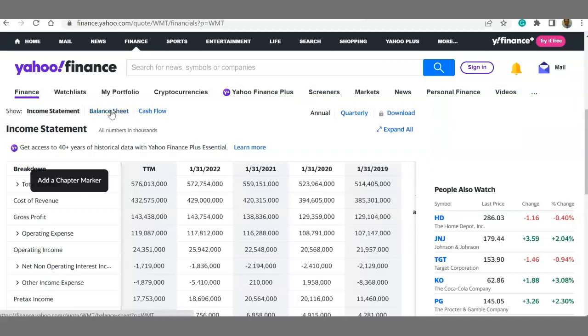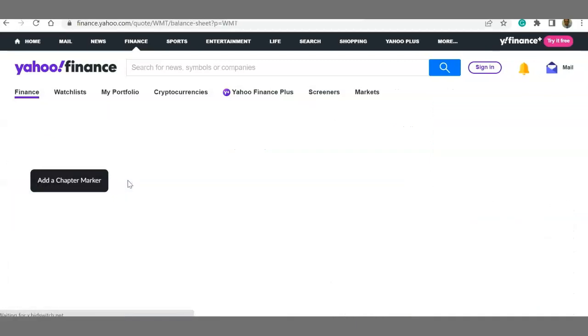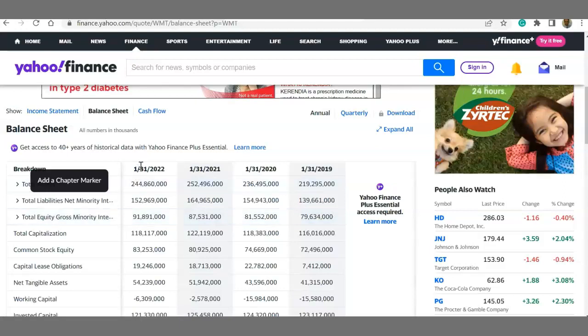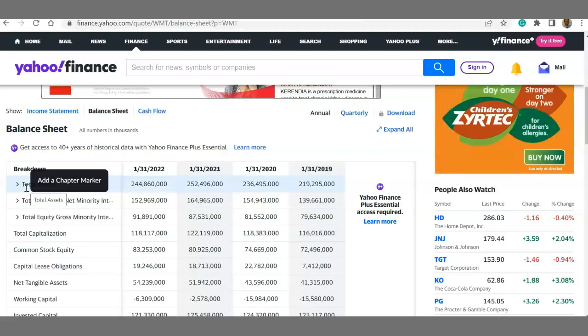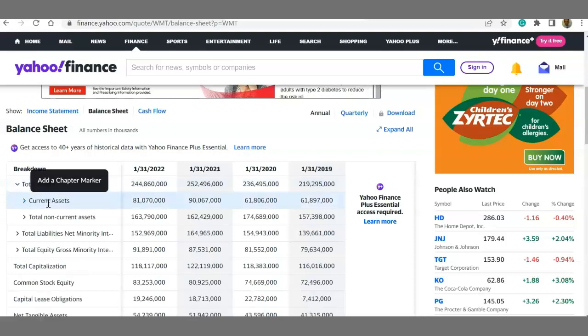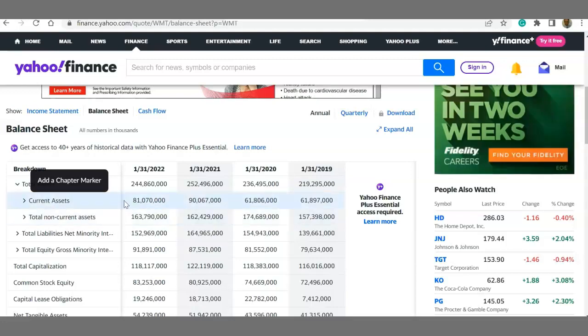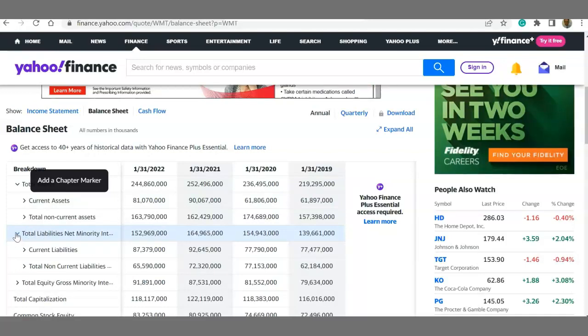And if you need to see the balance sheet, click on the balance sheet. Again, you need to use the latest one. And here is the total asset, but you want to see the details. So you click on total asset, and all of a sudden you see the current asset and the non-current asset. The current asset is an important number for the liquidity ratio. Then you go to liability, click on the arrow next to it, and you see current liabilities right there.